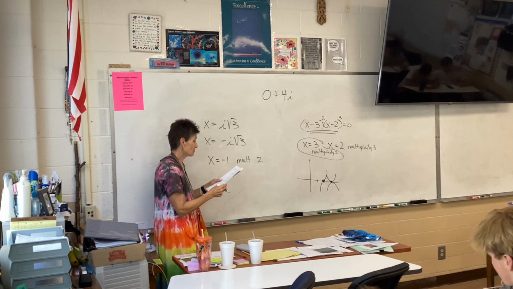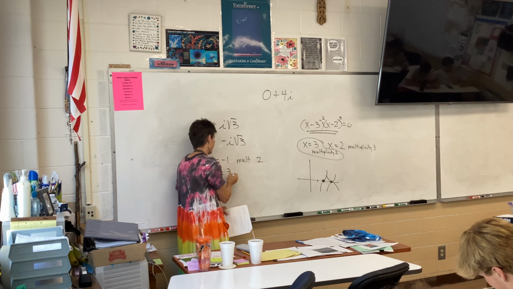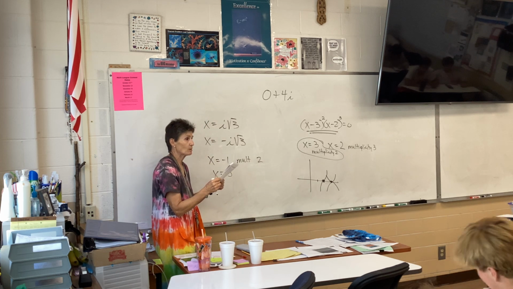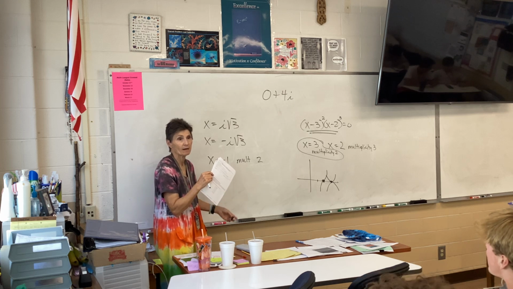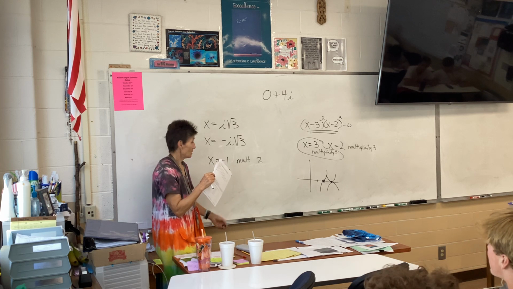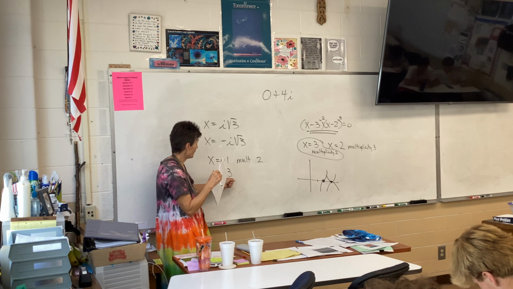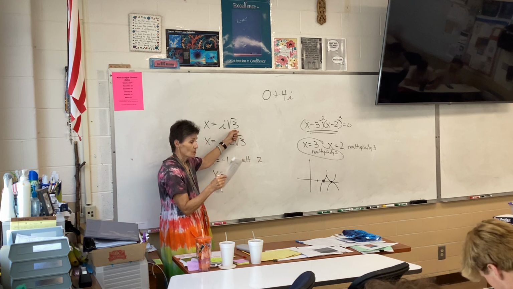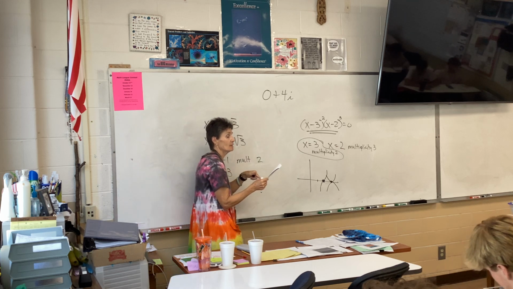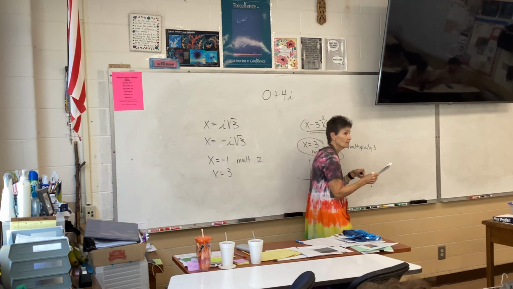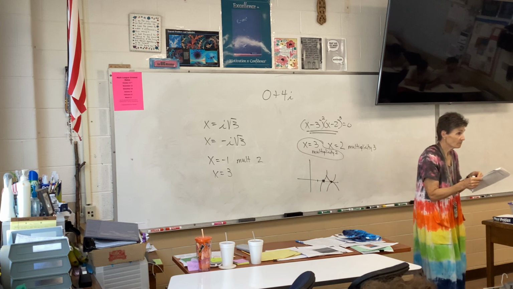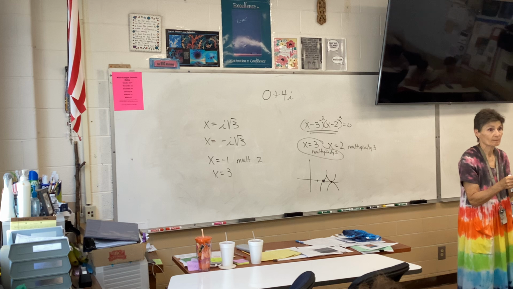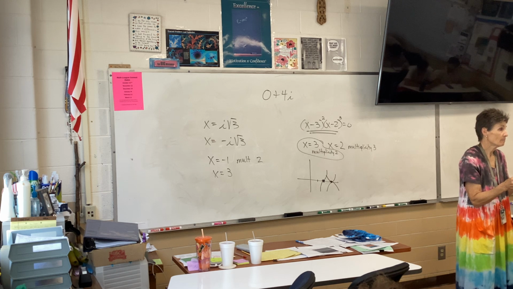And then you have another 0 at 3. What's happening at 3? It's going straight through, so that has a multiplicity of 1. So how many do we have? We have 1, 2, 3, 4, 5. So at the very least, that polynomial has a degree of 5, because we have minimum 5 roots.